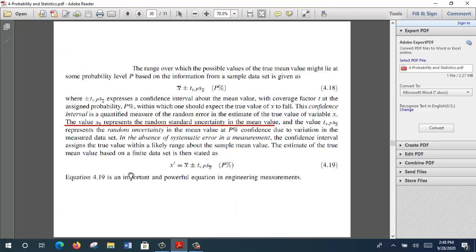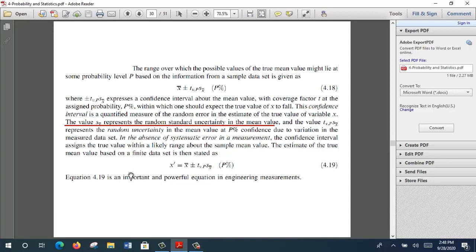Okay, the extent of that, the range over which the possible value of the true mean value might lie at some probability level p, based on information from the sample data. So this is how they calculate for the true mean: X bar plus or minus t times the standard error. What is the t that I mentioned to you before? X bar expresses a confidence interval of the mean value.